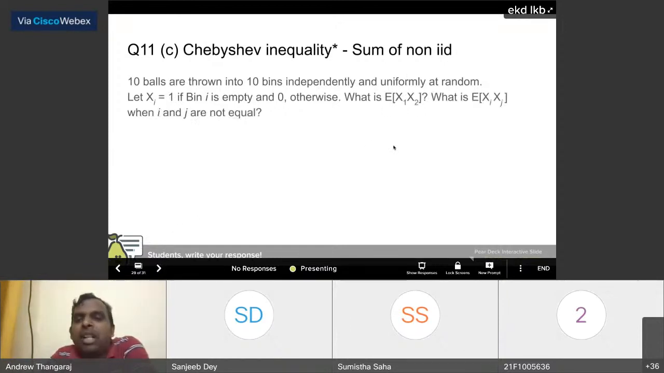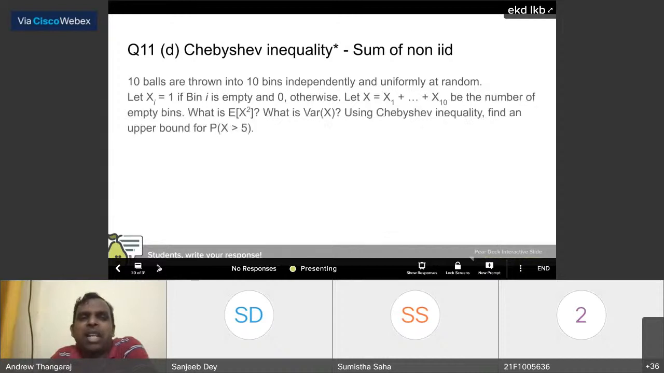What is slightly more tricky to find is expressions like this. What is the expected value of x1, x2? Expected value of xi, xj. Think about what xi times xj means. Xi times xj is 1 when... So think of that. You can find this. Like I said, I'm not going to solve it here for you. I'm not going to show you the solution. I'll leave it in the portal. You can attempt it when you have time. It's a little bit of a challenge question.